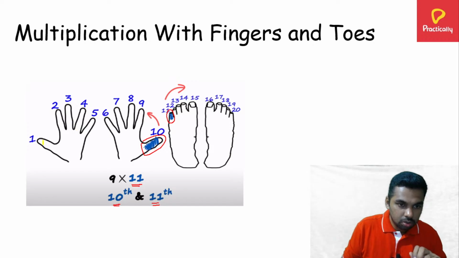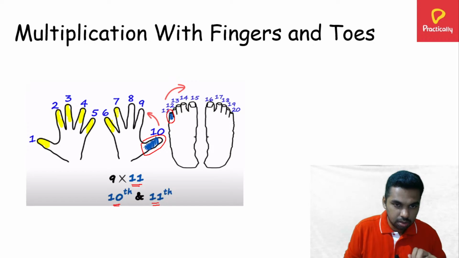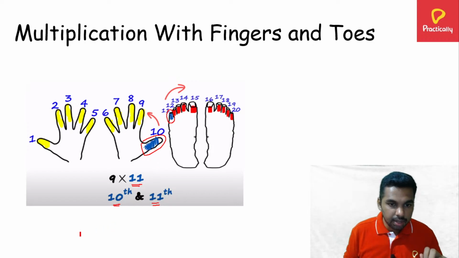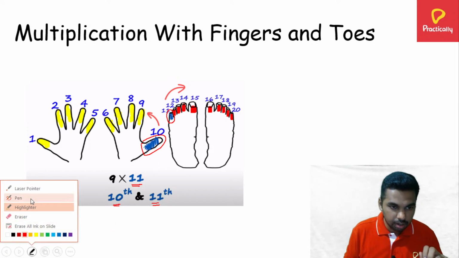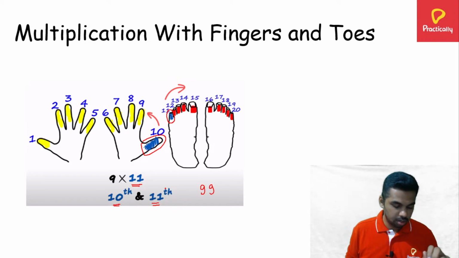Let's highlight. This is 1. I'm just counting on the left. 2, 3, 4, 5, 6, 7, 8 and 9. So that is one side. You all know that 9 multiplied by 11 is how much? 99, right? Now let's look at the other side. We have 1, 2, 3, 4, 5, 6, 7, 8 and 9. So that is why the answer is 99. So 99 is the answer.